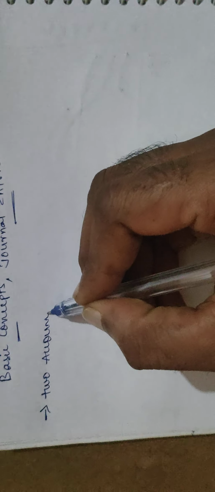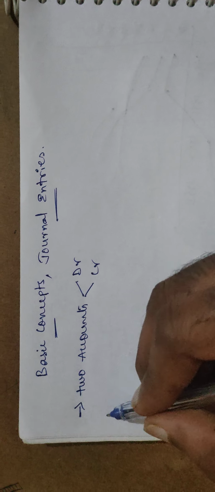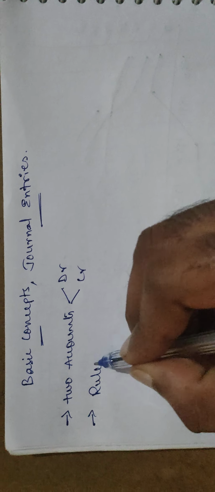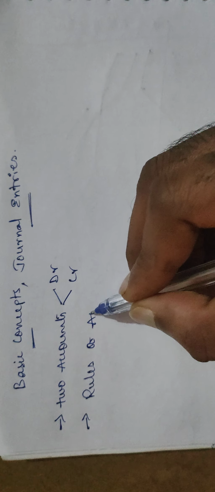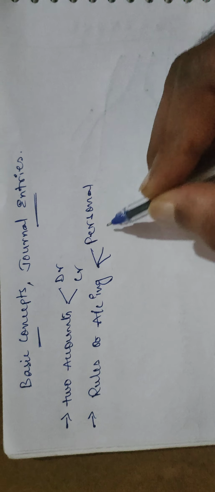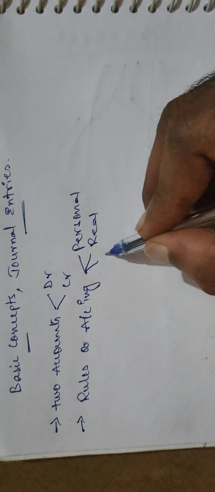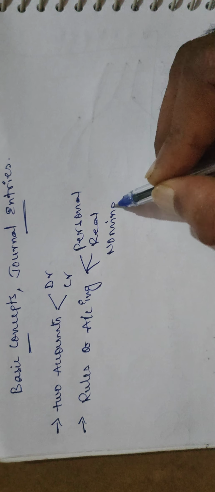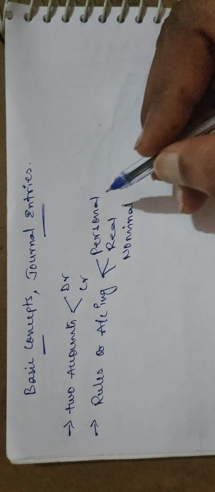Whenever we write journal entries, as already discussed, there should be two accounts: one is the debit account, another is the credit account. And there must be some rules of accounting, in three different categories: personal account, real account, and nominal account. We know very well about the rules of this.